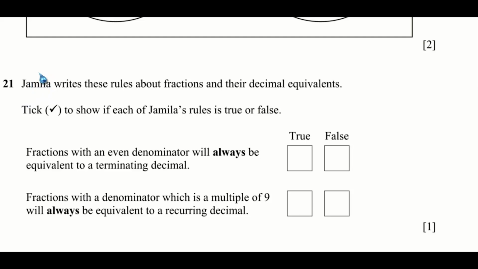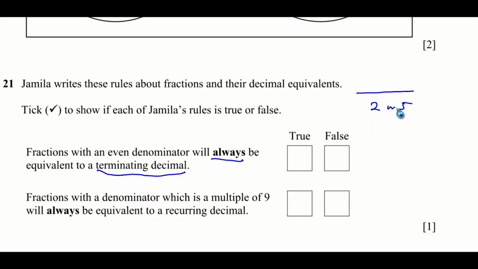Still have 4 to go. So question 31. Jamila writes these rules about fractions and their decimal equivalent. Tick this sign to show if each of Jamila's rules is true or false. Fractions with an even denominator will always be equivalent to a terminating decimal. Now you have to know a fact. The fact is this: for a terminating decimal, you can only have the terminating decimal if the denominator is a power of 2 or 5.